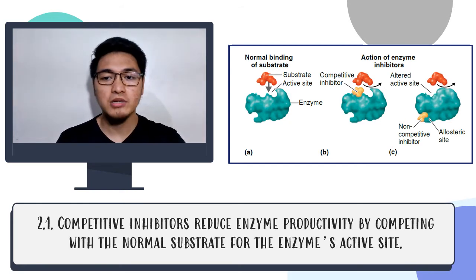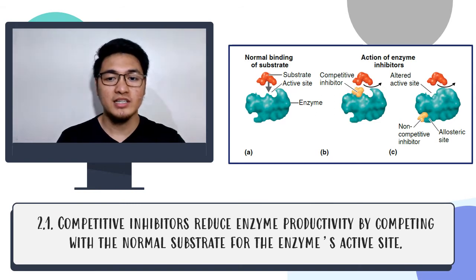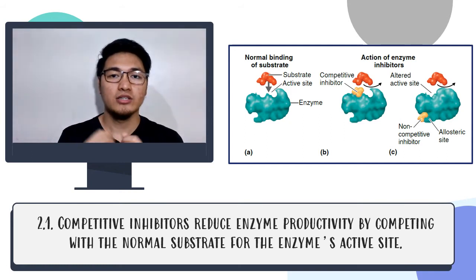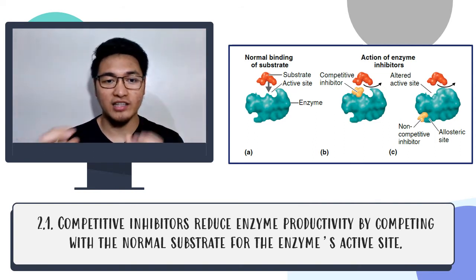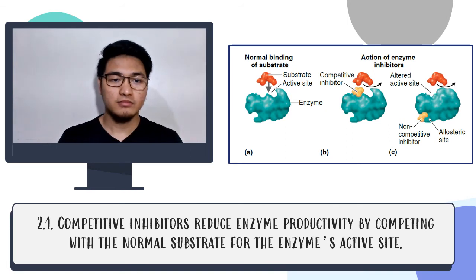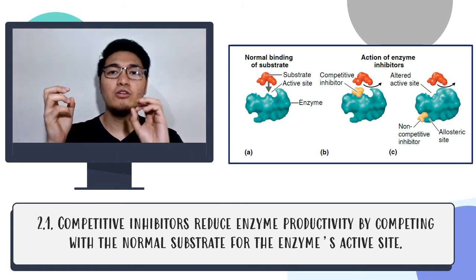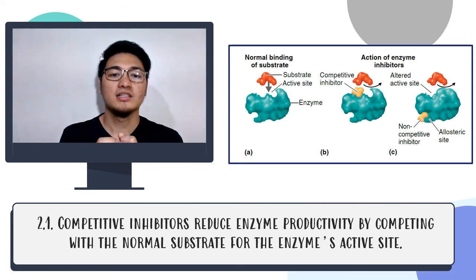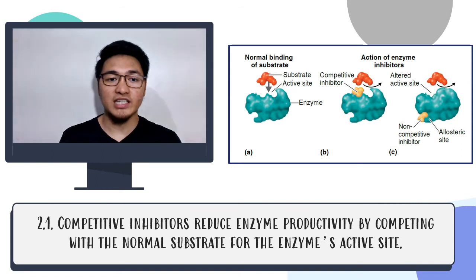Yung competitive inhibitors, they attack the active site of your enzyme. So meaning, nagko-compete sila with the substrate doon sa active site. So kaya tinawag na competitive. So nagko-compete yung competitive inhibitor and yung substrate doon sa active site. So ano nagiging effect niya? Dahil nagko-compete yung competitive inhibitor doon sa normal substrate, nare-reduce ngayon yung productivity ng enzyme. Kasi nabablock yung substrate from entering the active site.